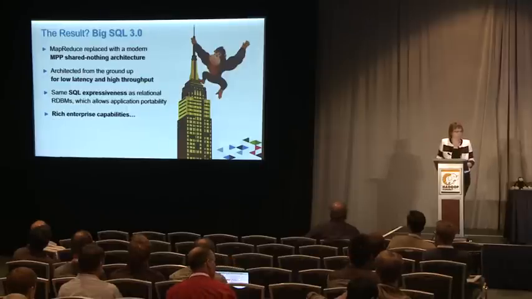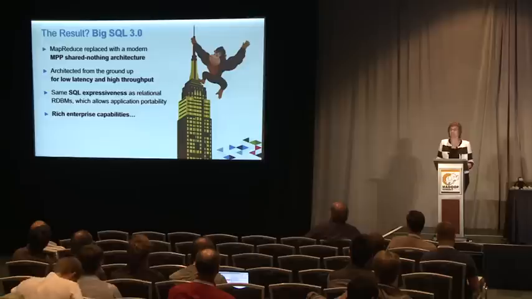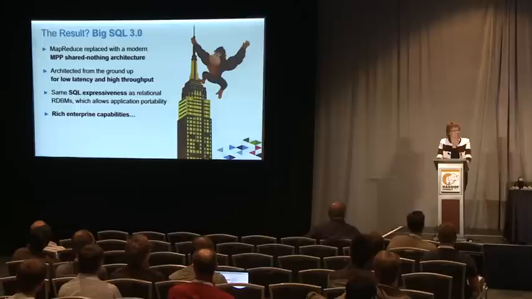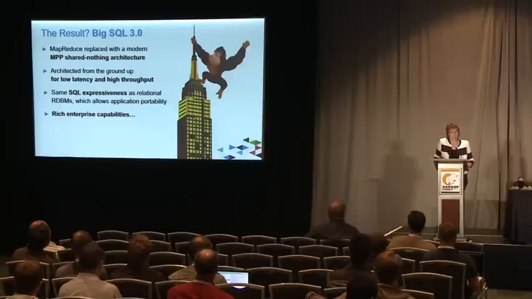So the result was Big SQL version 3. Our mascot there, we have it right here, our gorilla. An 800-pound gorilla, perfect mascot for IBM. And we decided to replace MapReduce with a modern MPP shared nothing architecture. We also architected this from the ground up for low latency and high throughput. And we are able to provide the same rich SQL that you have in relational databases. Of course, we also have rich enterprise capabilities.